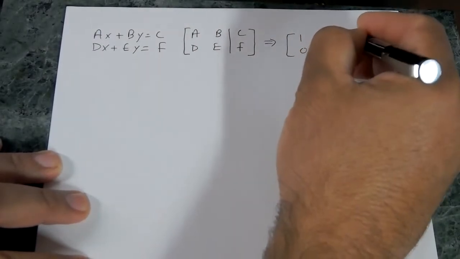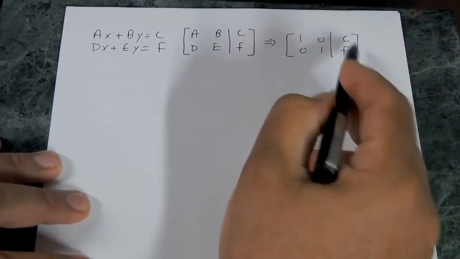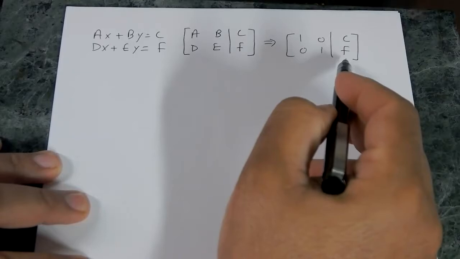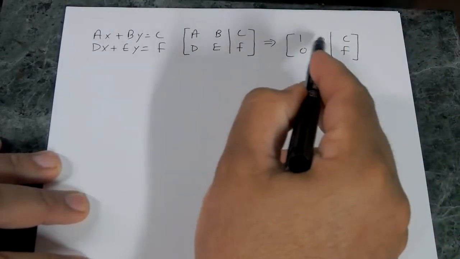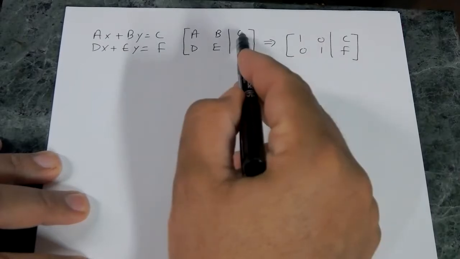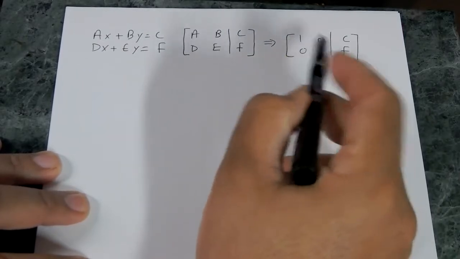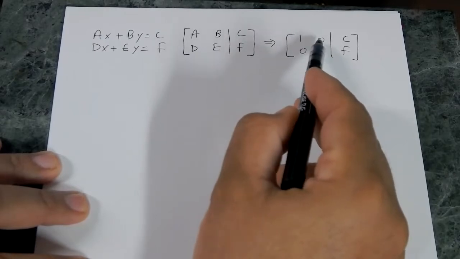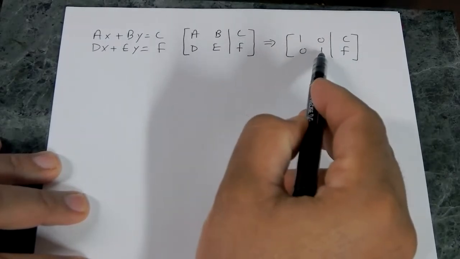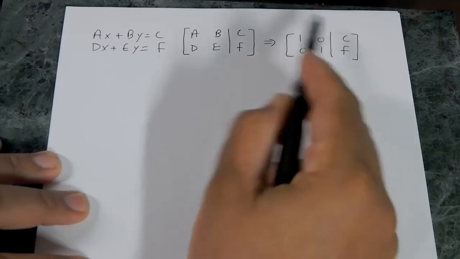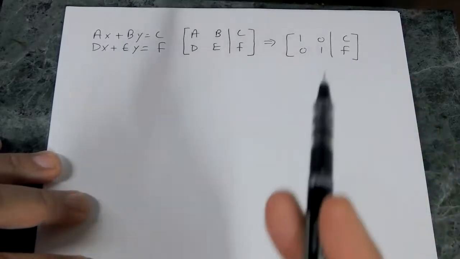I should write here X and Y because it doesn't have to be these numbers. But just to show you, we want to turn this into the 1, 0, and some answer. It's not going to be the c, but I'm just showing you. It could be some answer, and 0, 1, some answer. This is saying I have an X, no Y, and here's the answer for the X. I don't have an X, but here's the Y, and here's the answer for the Y. So this is read that X equals something, Y equals something.